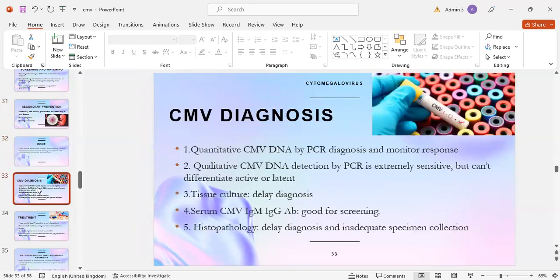Diagnosis of cytomegalovirus. Number 1, quantitative cytomegalovirus DNA by PCR to diagnose and monitor response. Number 2, qualitative cytomegalovirus DNA detection by PCR is extremely sensitive but not specific and can't differentiate active from latent infection. Tissue culture is a delayed diagnosis. Serum cytomegalovirus IgM and IgG antibodies are good for screening. Histopathology is a delayed diagnosis with inadequate specimen collection.